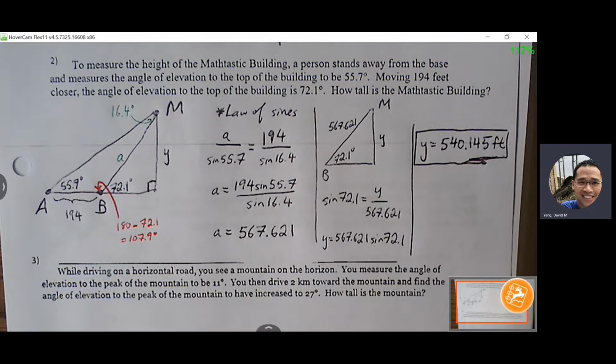Why can't you use all sines for like the right angle? Oh wait, no. Yeah, just SOHCAHTOA on the right side. Yeah, SOHCAHTOA can do it.